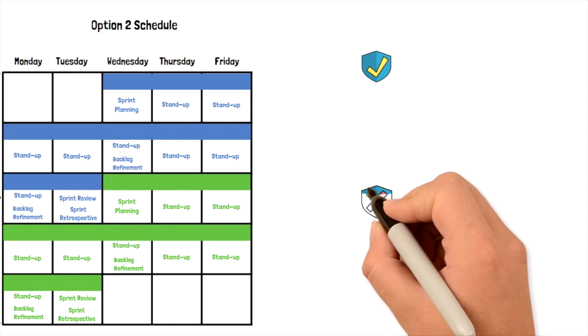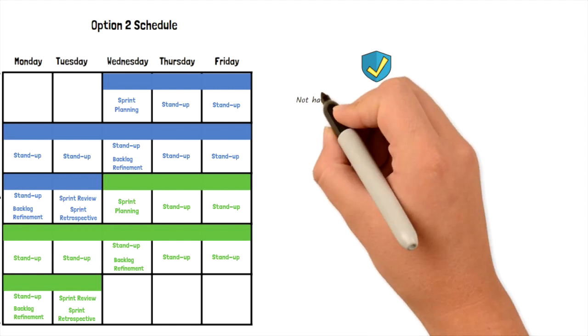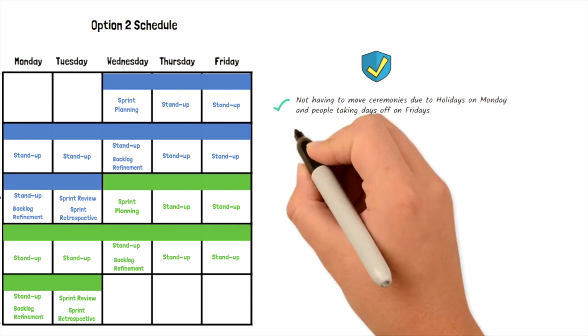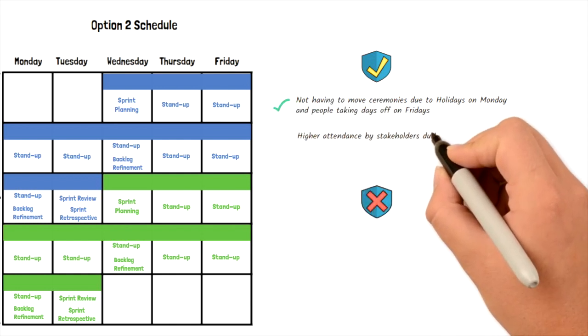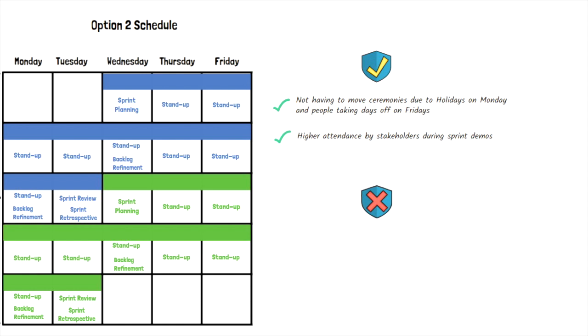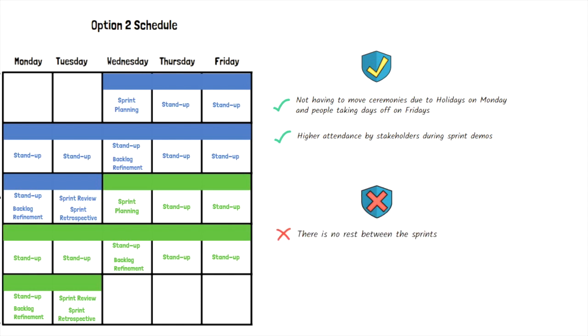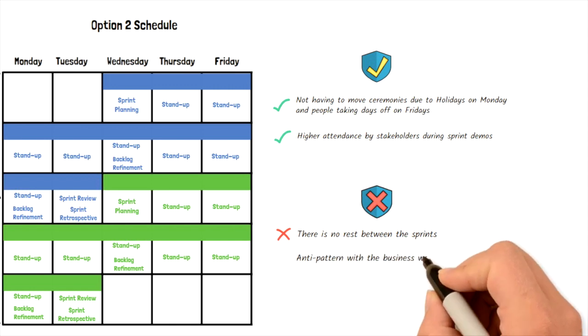Let's review the upside and downside for this calendar option. Upside of option 2 is not having to move ceremonies due to holidays on Monday and people taking days off on Friday. Potentially higher attendance by stakeholders during the sprint demos during midweek. The downside is there is no rest between the sprints. There is also an anti-pattern with the business week that starts on Monday.